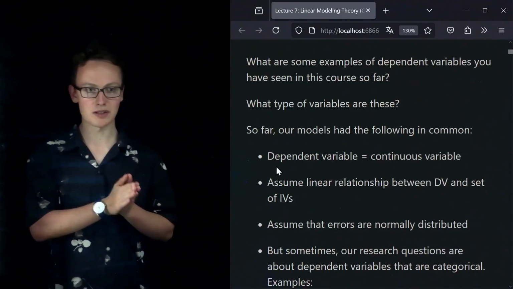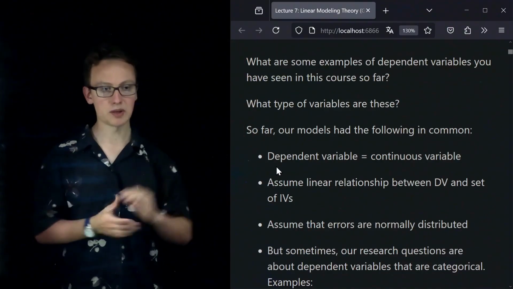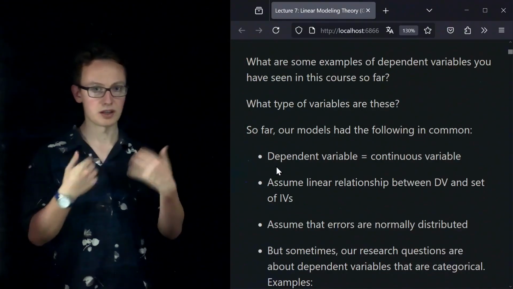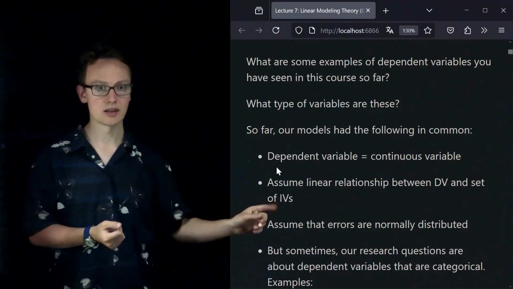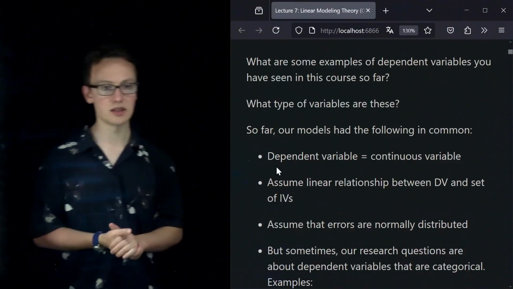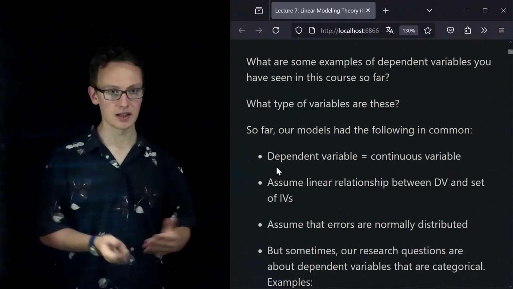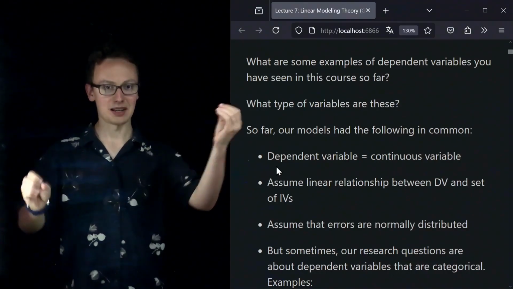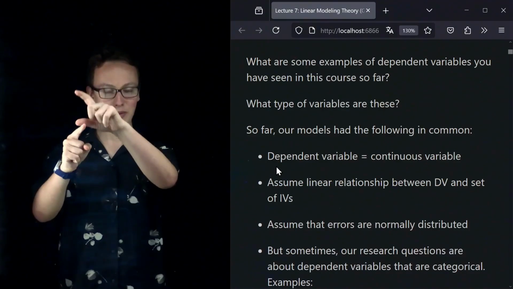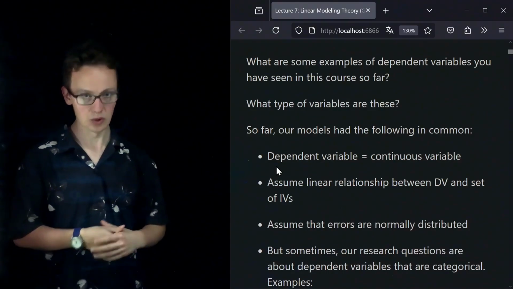Okay? And we always assumed that there was some sort of linear relationship between the predictor or possibly multiple predictors, aka independent variables, and our continuous DV. Further, we always assumed implicitly that the residual errors, basically the distances between the observed and the predicted y data, would be normally distributed.